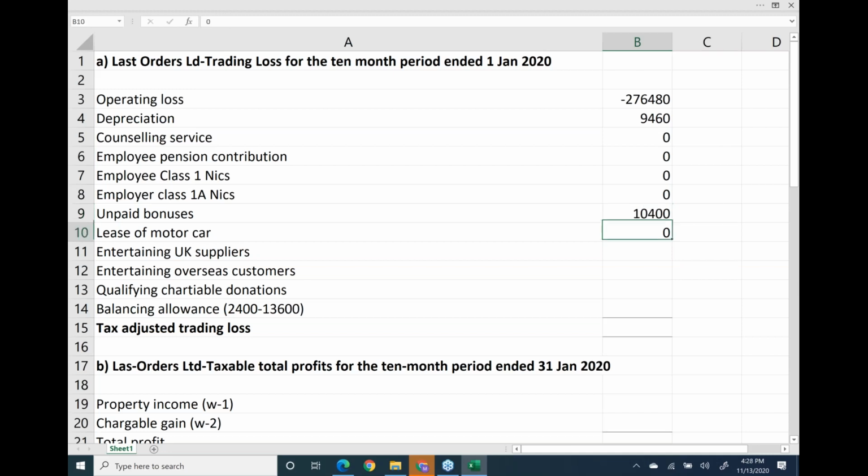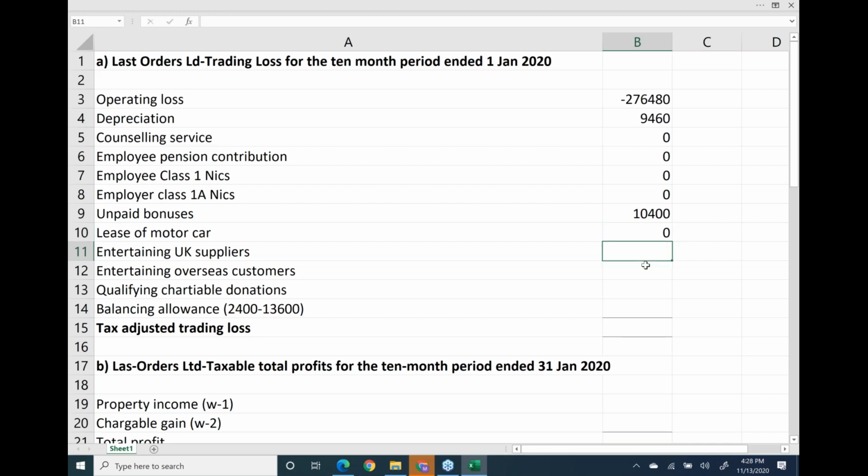Okay, then lease of motor car, as the CO2 was only 105, that's why no punishment. If CO2 is greater than 110, then there is a punishment of 15%.